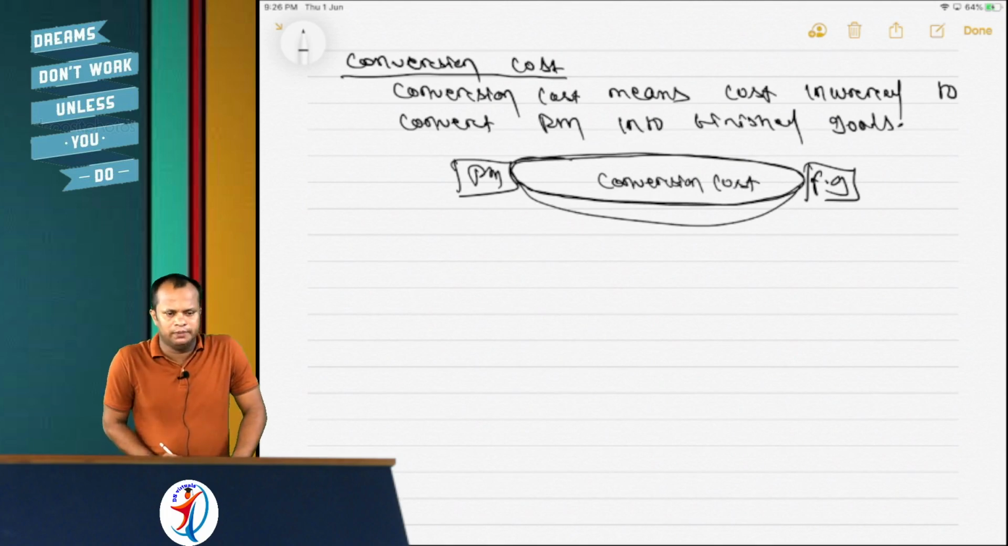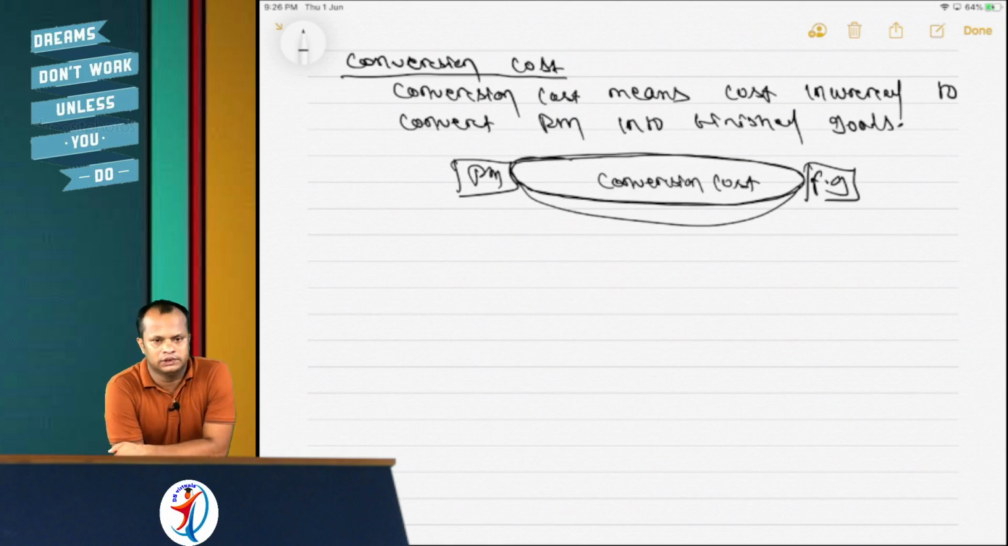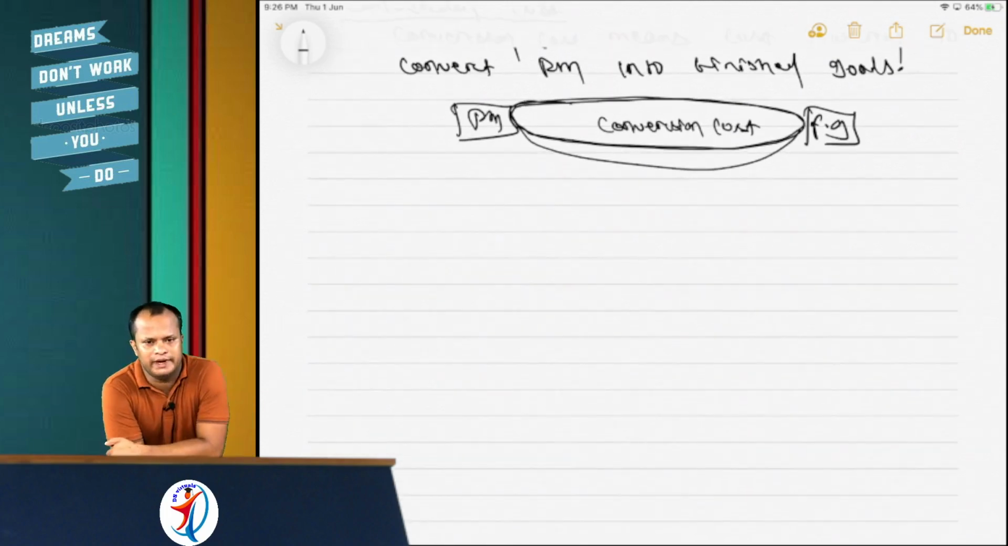Can I ask a question to all of you? Yes, sir. You can ask. Whether raw material is a part of conversion cost? Answer is yes or no? No. Why? Because raw material will be converted into finished goods. So, the extra cost which will be incurred to convert raw material into finished goods, the processing cost, will be conversion cost.